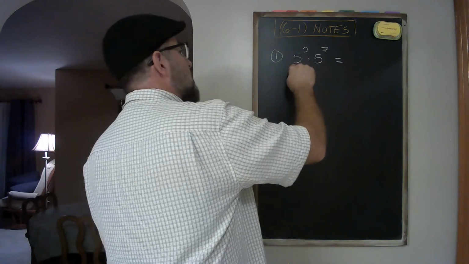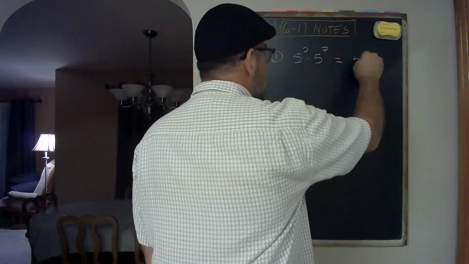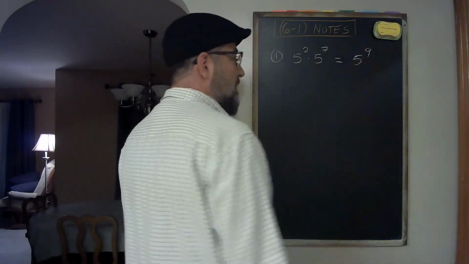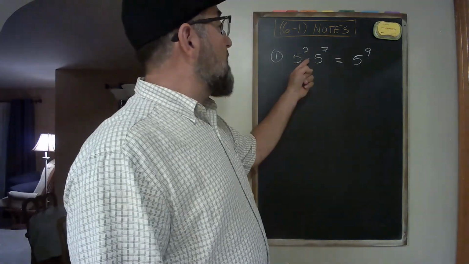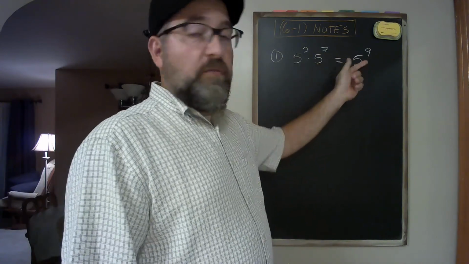That is a product of 2 powers of the same base. So we keep the base as 5 and we add the exponents, 5 to the 9th. That's what you'll get. Sometimes what I see people do is they see that multiplication and they want to multiply 5 by 5 and say that it's 25.